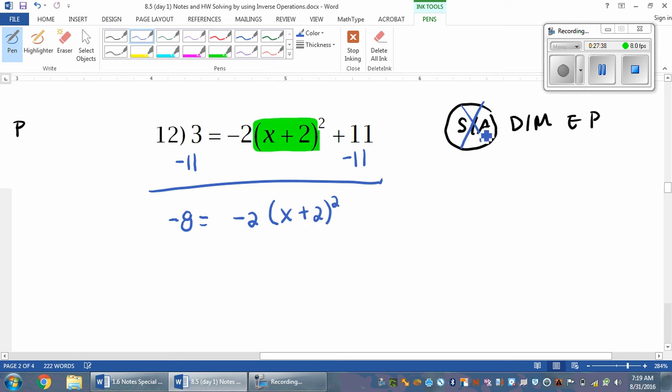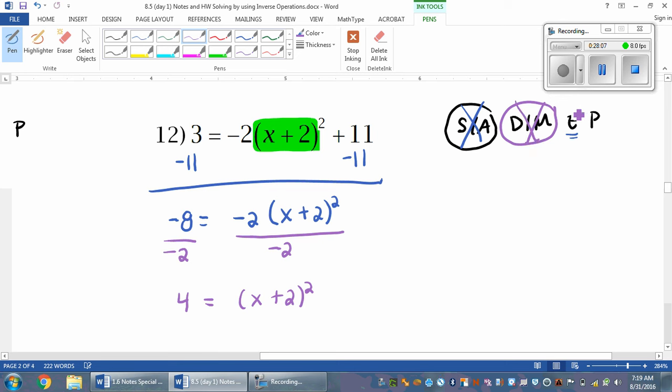Now, don't automatically say it's no solution since there's a negative. In order to say there's no solution, you have to take the square root of a negative. We're not even at the square root part yet. From here, we're going to cancel everything that's being multiplied or divided, and here I have negative 2. To get rid of negative 2, I'm going to divide. When I divide by negative 2, I get a positive 4. So now I have x plus 2 squared.